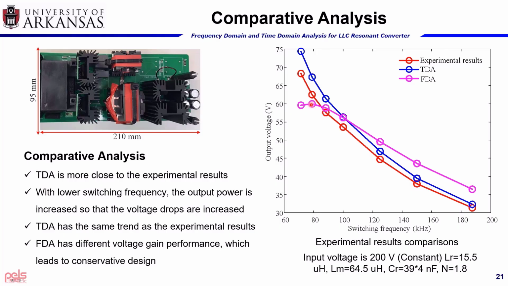What can we do? We have to decrease our magnetizing inductance in order to get a higher output voltage. In that case, we will increase our circulating current and degrade the converter performance. So the time domain analysis is beneficial to achieve an optimal design for the LLC resonant converter.